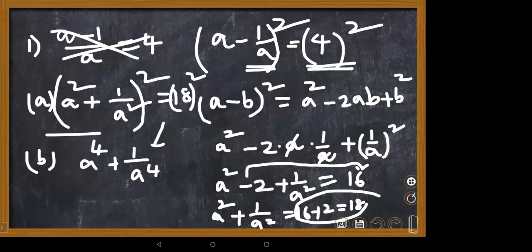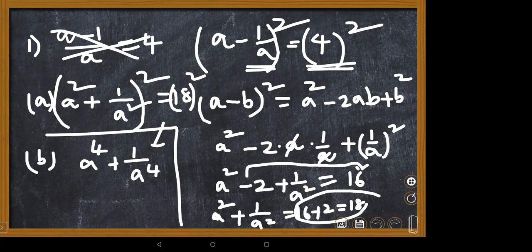Only the first part is completed. To find the second part, you need to square whatever answer you got for the first part. You are squaring on both sides. That's all, children. If you square on both sides, we will use the a minus b whole square identity: a minus b whole square is nothing but a square minus 2ab plus b square.